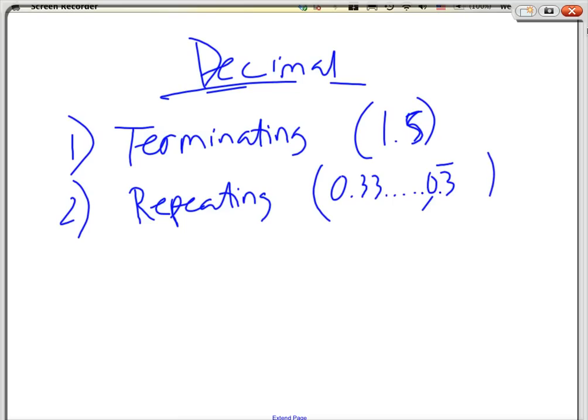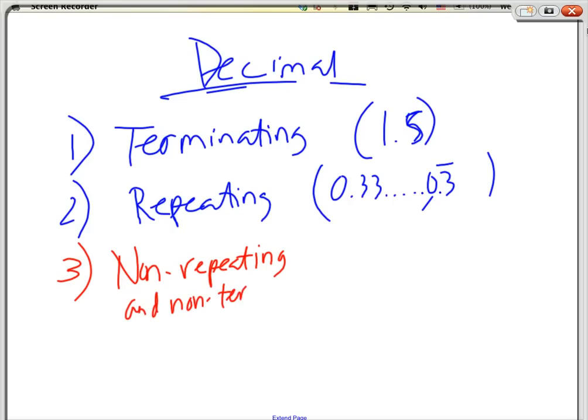Okay? Here's the third type, and let me just change the color a little bit. The third type is called a non-repeating and non-terminating decimal. Okay, so notice what it says. It would never terminate, that means it will go on forever, but it would never repeat, so you would never hear me repeating the number again and again.